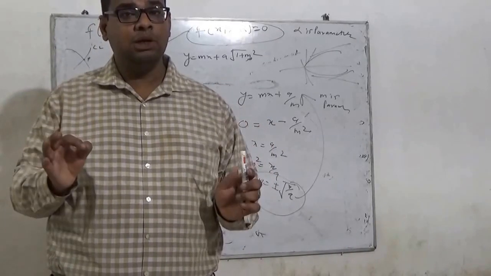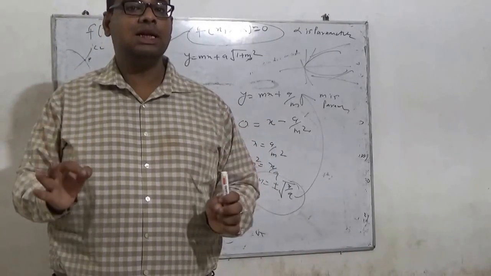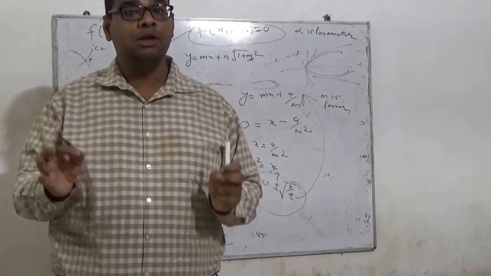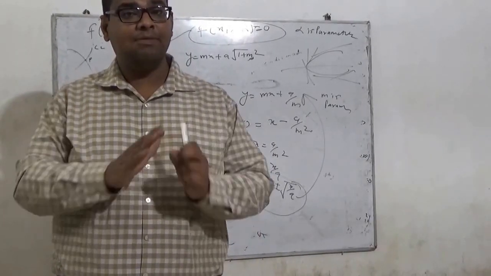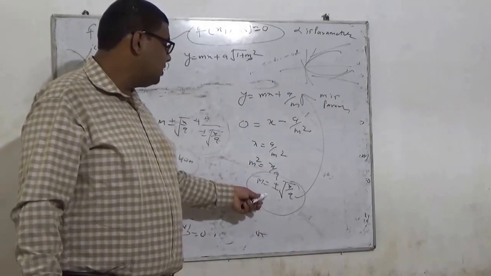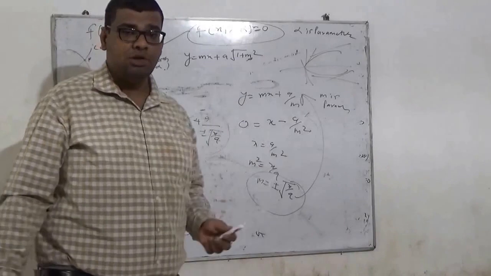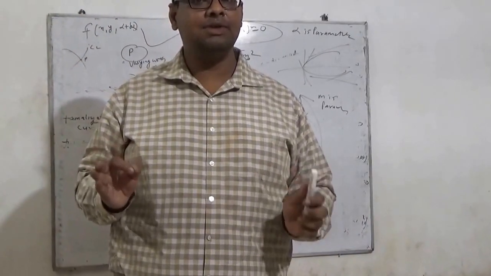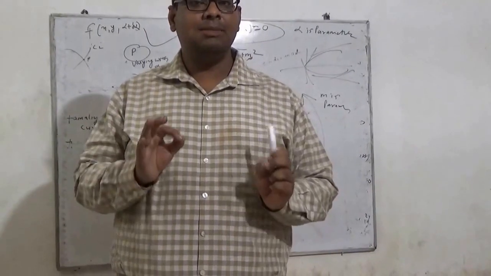What we have to do? We have to differentiate the given family of straight lines, or given family of curves, with respect to the parameter, and after doing this we have to solve the differentiated equation and the given equation of the curve, and after eliminating the parameter we will get the corresponding equation of the envelope. So this is the method.